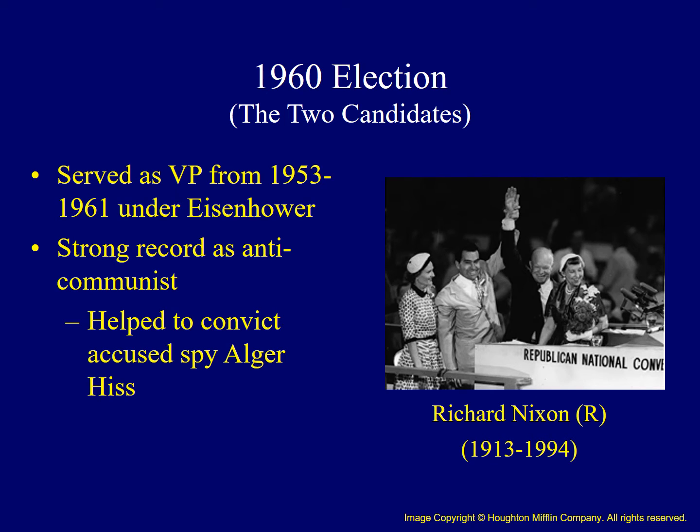The second candidate was Richard Nixon, a Republican from California. He was well known to the American people because he had served for 8 years as vice president under the very popular Dwight Eisenhower. During and before his time as vice president, he had a reputation as a strong anti-communist.